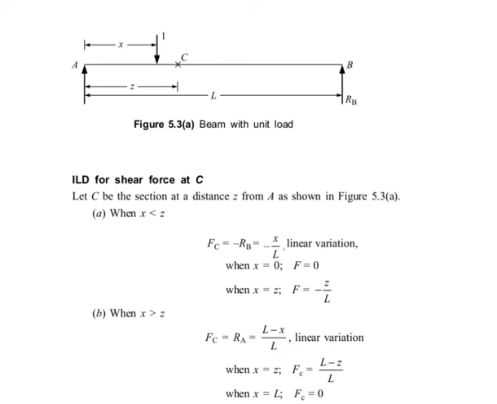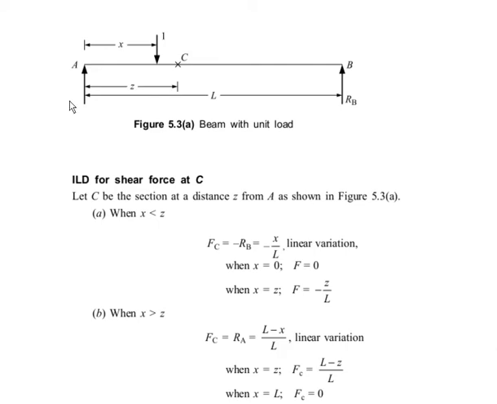So the next type of influence line diagram we are going to draw for a simply supported beam is the influence line diagram for shear force at C. So again, consider the simply supported beam AB, and we are going to consider a point C on the beam which is at a distance Z from the support A. And we are going to draw the influence line diagram for shear force at this point C on the simply supported beam AB.